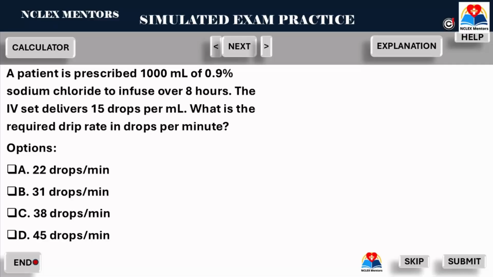And here comes the big question. What is the required drip rate in drops per minute? The options you see on the screen are A, 22 drops per min, B, 31 drops per min, C, 38 drops per min, D, 45 drops per min. I'll give you a moment to pause and try working through the math on your own. Grab your calculator or just think it through. Remember, drip rate is life in motion.